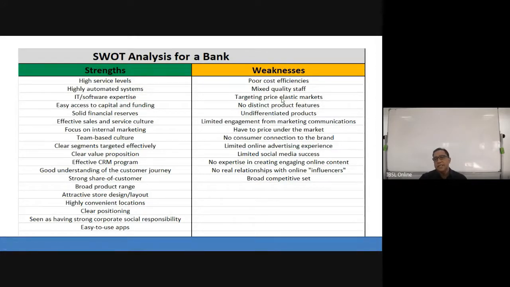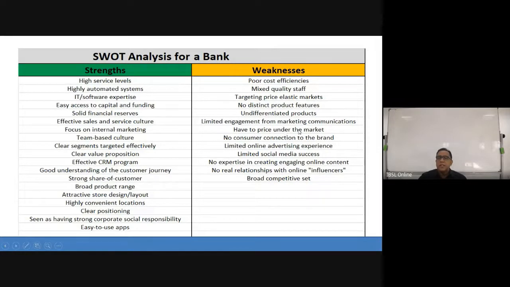But if your market is inelastic, even if you increase a price by a certain percentage, the demand doesn't come down by the same percentage, then you are at an advantage of getting more and more revenue. No discount, distinct product features. Your products are not distinctive, undifferentiated products. That means you have not done your segmentation properly, and you are offering the same product to everybody. Limited engagement from marketing communication. Your communications are not effective. People won't respond to your marketing communication or your advertising.